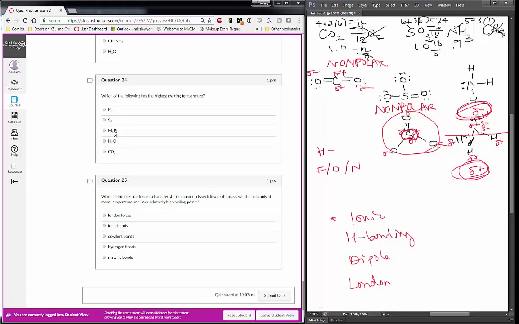Hopefully you can see here, this is an ionic compound. So that's going to be the very highest because magnesium's a metal, fluorine's a nonmetal. That's going to be ionic bonding.